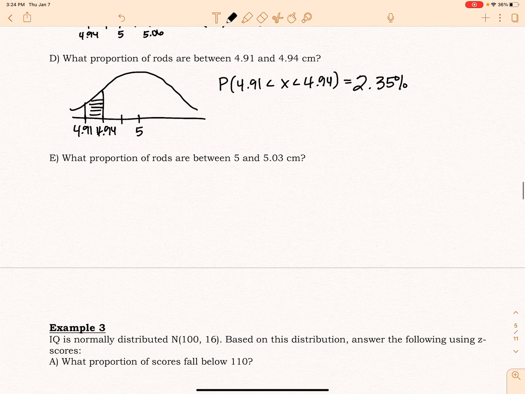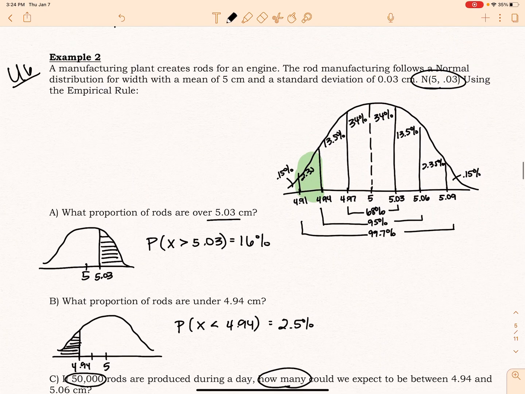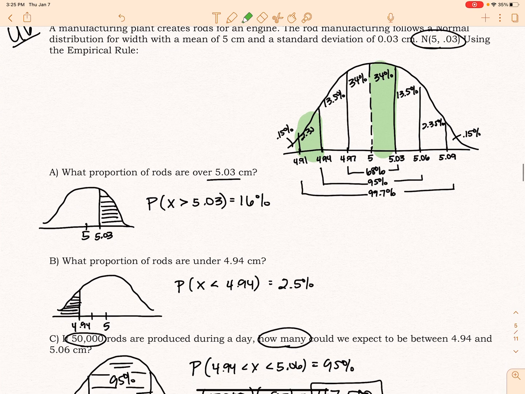And then part E, what proportion of rods are between 5 and 5.03? Again, with my graph here, shading, my inequality. And this, of course, would be 34%. If you look up at your original picture here, that would be right there. So that is how we do these with specific problems. Easy peasy, lemon squeezy.